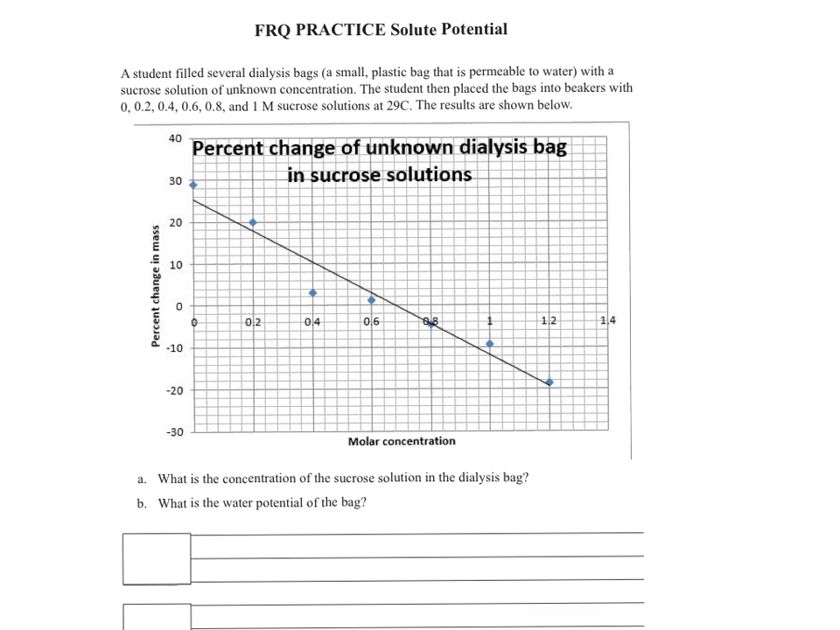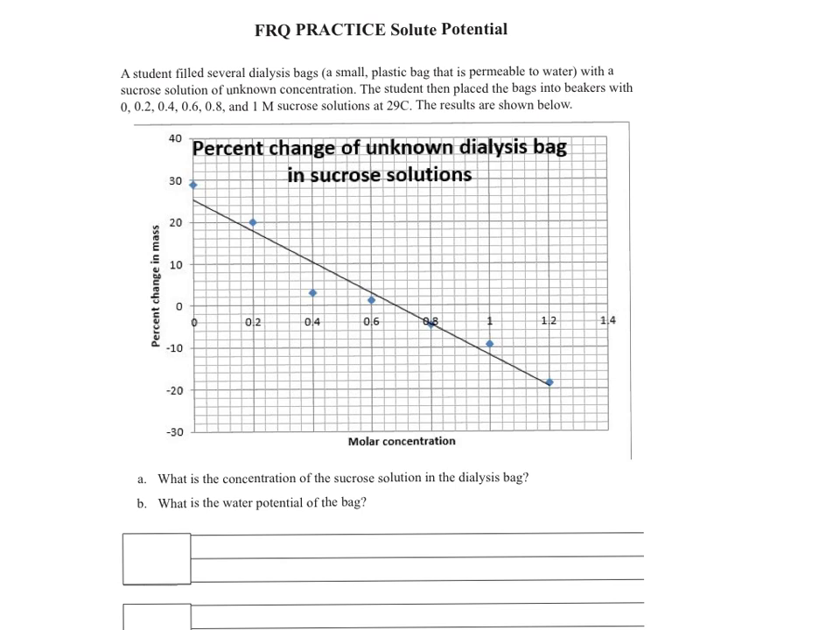Part A asks you, what is the concentration of the sucrose solution in the dialysis bag? The sucrose concentration is going to be isotonic to the surrounding solution. So when you are looking at the solution of the bags, you want to find a solution where there is no gain or loss of weight due to the movement of water in or out of the bag. More specifically, due to the net movement of water.